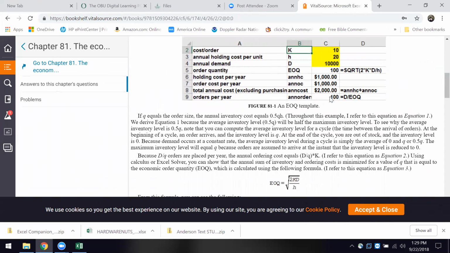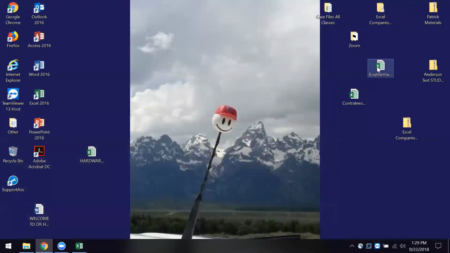And I would bet you if I take the EOQ times the number of orders per year, I will get the annual demand. Well, let's go down and take a look at that Excel file and see.